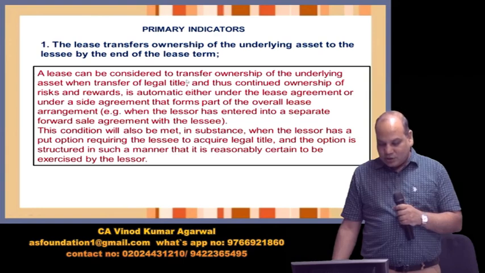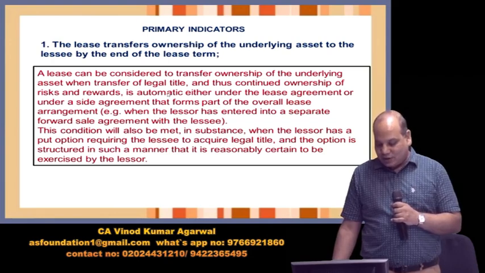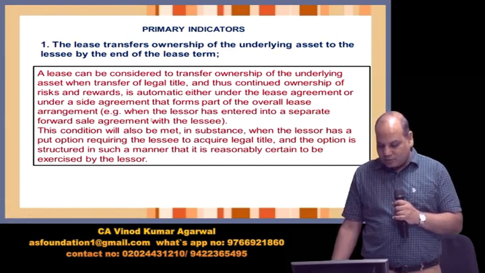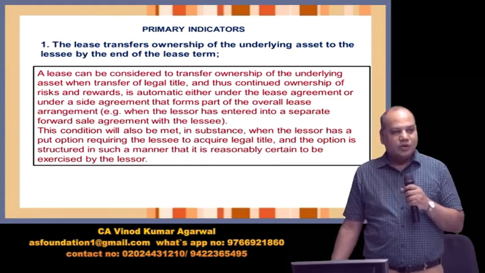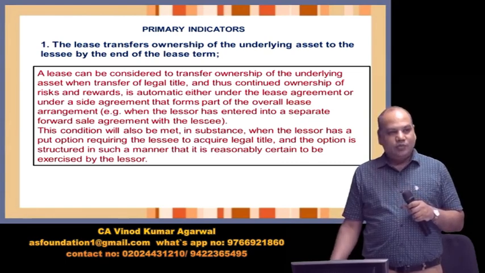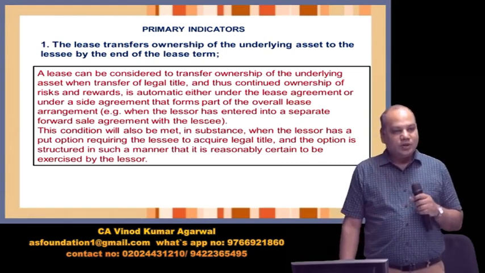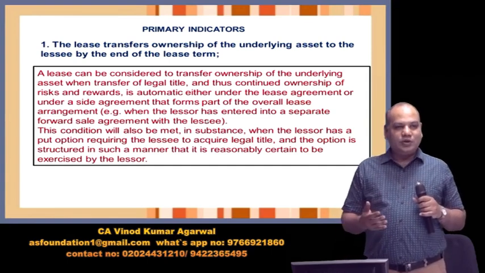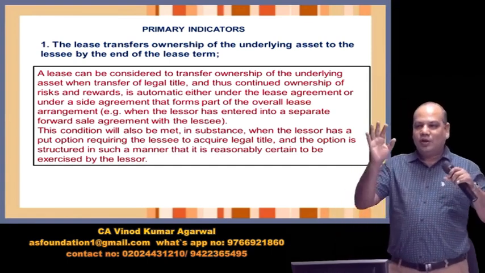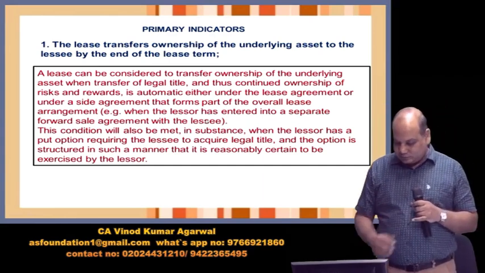A lease can be considered to transfer ownership of the underlying asset when transfer of legal title, and thus continued ownership of the risk and reward, is automatic under the lease agreement or under a side agreement that forms part of the overall lease arrangement. That is when the lessor has entered into a separate forward sale agreement with the lessee. Either it can be within the lease agreement or it can be a separate agreement. But the fact that the ownership is transferred means all risk and reward has been transferred to the lessee.